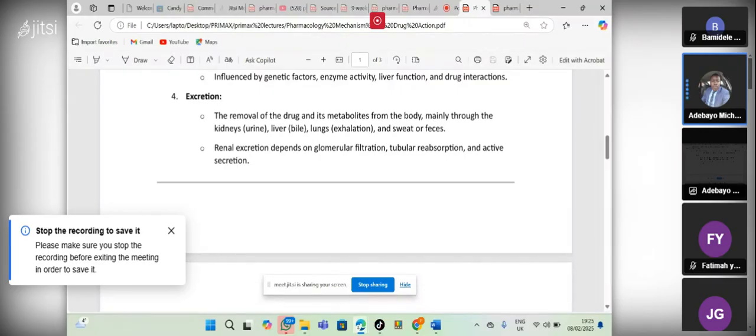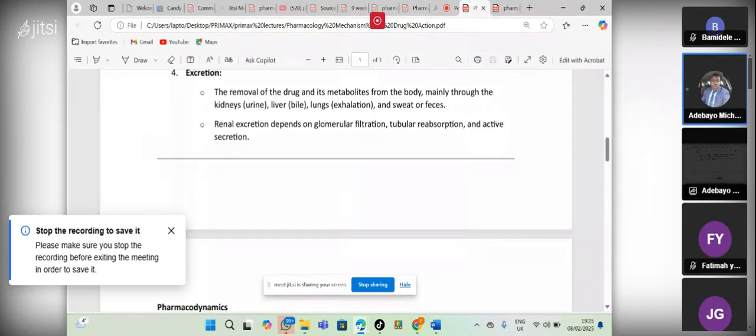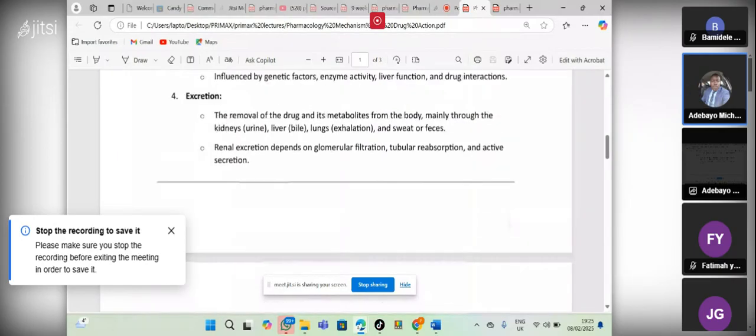So renal excretion depends on glomerular filtrate, tubular reabsorption, and active secretion. When we get to the renal system, we're going to talk about this more. Of course, we know that you've already done all of this as well, because this is a post basic nursing.